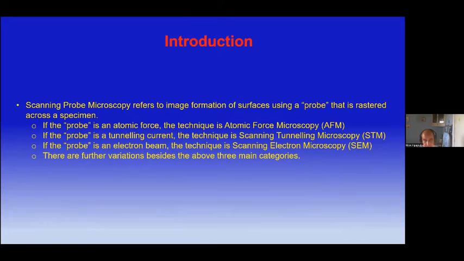As a start, scanning probe microscopy refers to image formation of surfaces using a probe that is rastered across a specimen. If the probe senses an atomic force, then the technique is atomic force microscopy. If the probe is sensing a tunneling current, the technique is called scanning tunneling microscopy. If the probe is an electron beam, the technique is called scanning electron microscopy. And besides these three main categories, there are other variations.